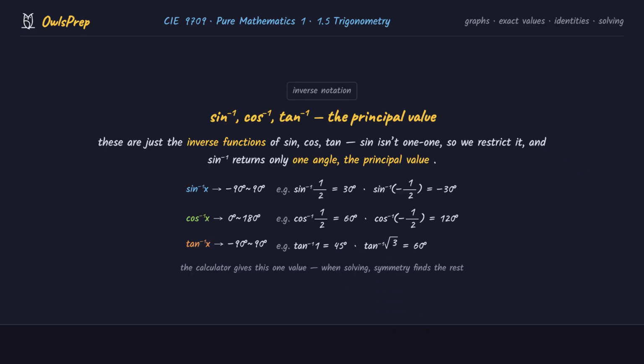cosine of 150 is minus root 3 over 2. Inverse sine, inverse cosine, and inverse tangent are just the inverse functions of sine, cosine, and tangent. Remember inverse functions from topic 1.2. Because sine isn't one-to-one, we restrict it, so inverse sine returns just one angle, called the principal value, in a fixed range. Inverse sine between -90 and 90 degrees, inverse cosine between 0 and 180, and inverse tangent between -90 and 90. For instance, inverse sine of a half is 30 degrees. Remember, the calculator gives only this principal value. When you solve, symmetry recovers the rest.